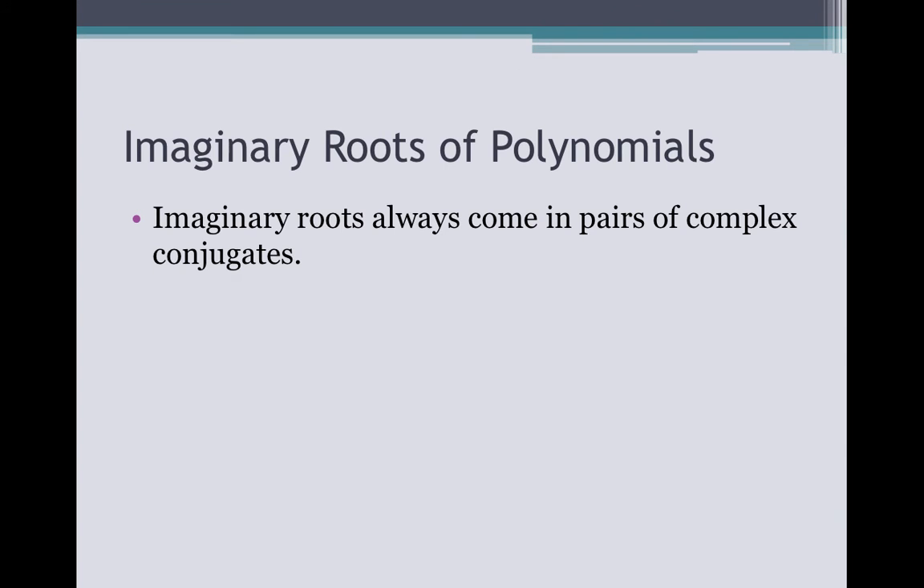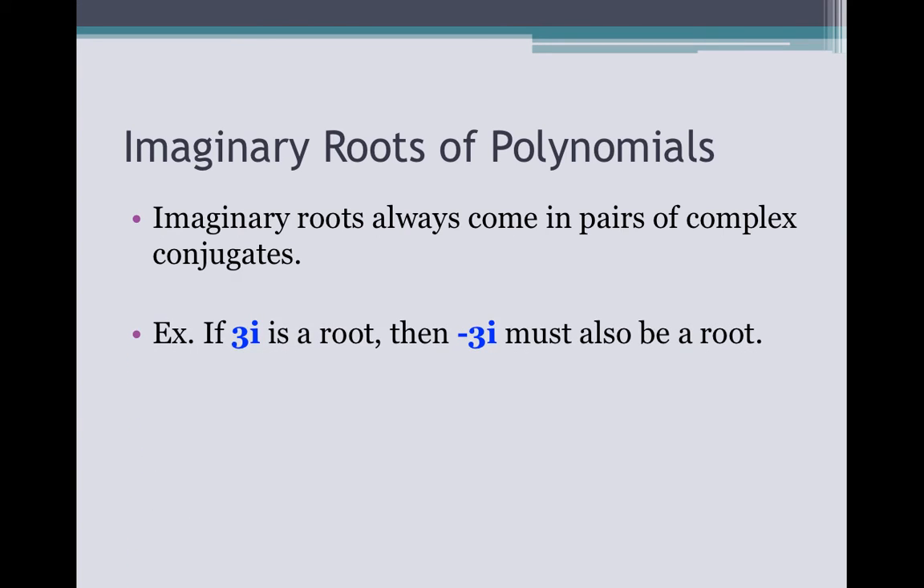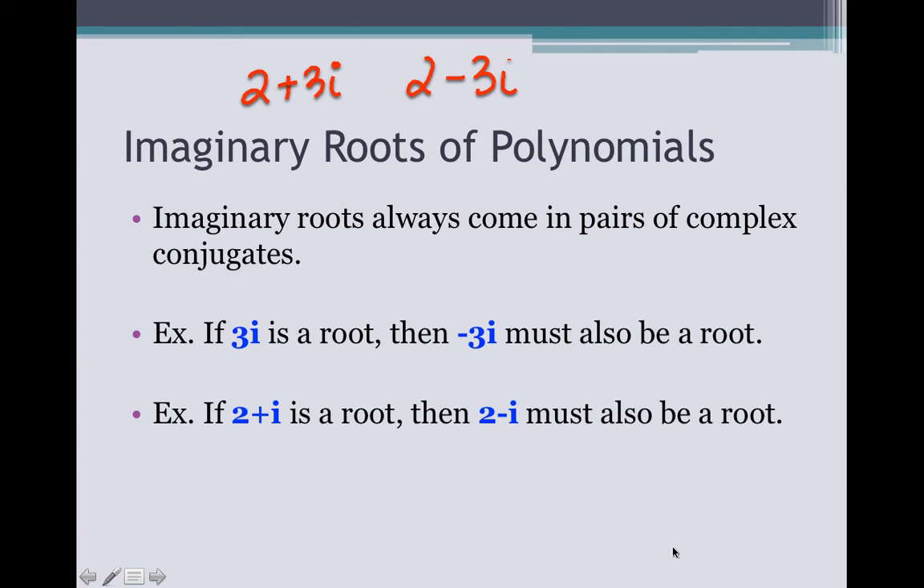All right, last concept here. Imaginary roots always come in pairs of complex conjugates. What does that mean? So remember in Algebra 2 where we had stuff like 2 plus 3i, and we were like, what's the conjugate of that? Well, the conjugate simply changes the sign in the middle. So what we're saying is that if one is a root, the other is also a root. So for example, if 3i is a root, then negative 3i must also be a root. If 2 plus i is a root, then 2 minus i must also be a root.